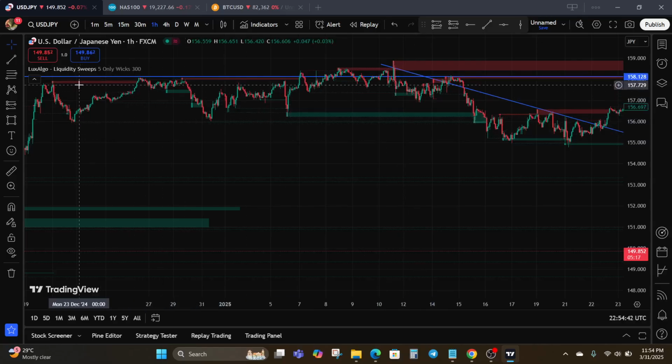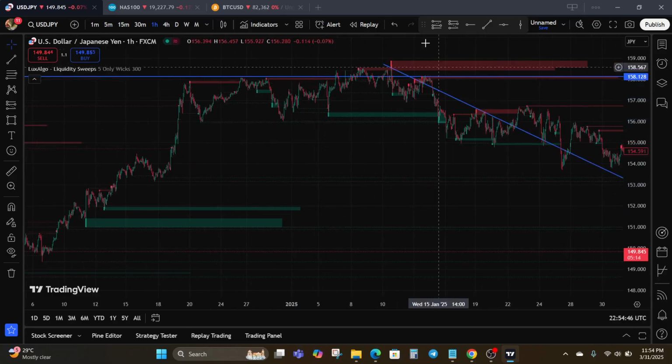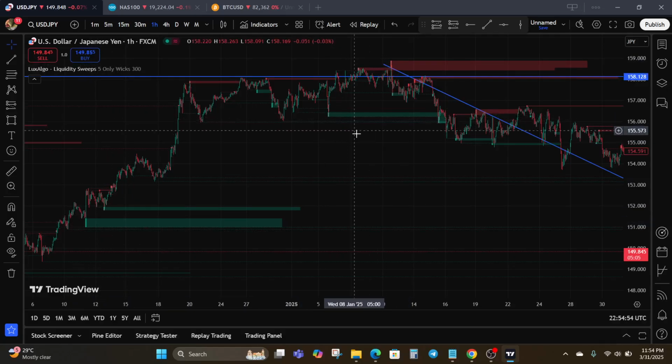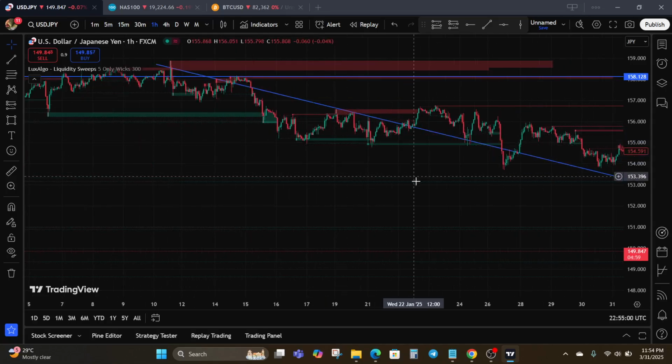Now, the liquidity sweeps indicator highlights these areas. As you can see, this area highlighted in red shows that that is a liquidity sweep area. You can see what happened here. Look at what happened here. So this indicator allows you to see when and where smart money is targeting liquidity zones, right?